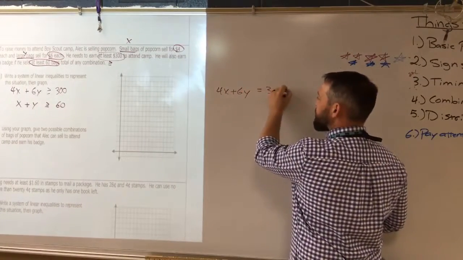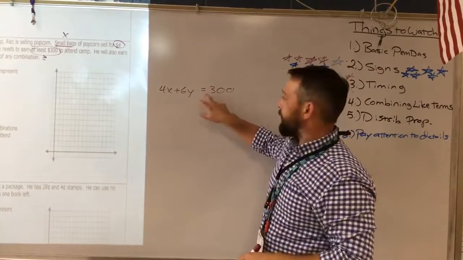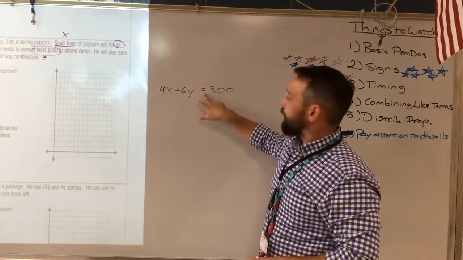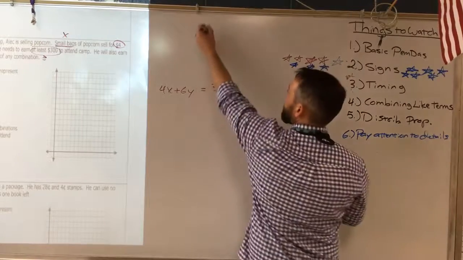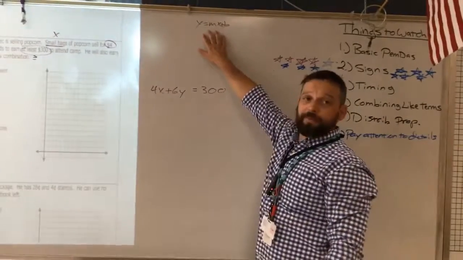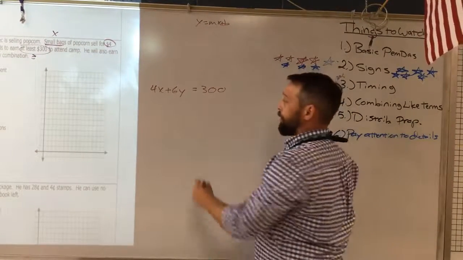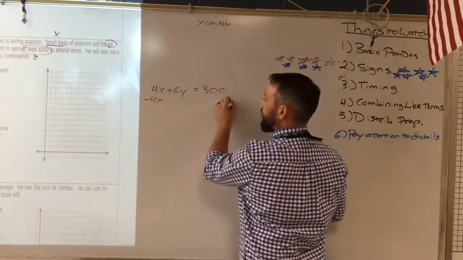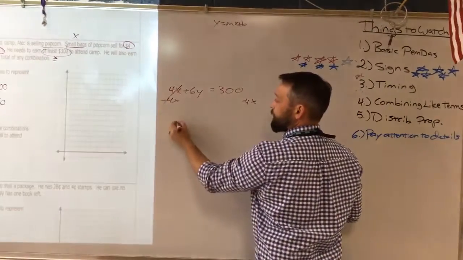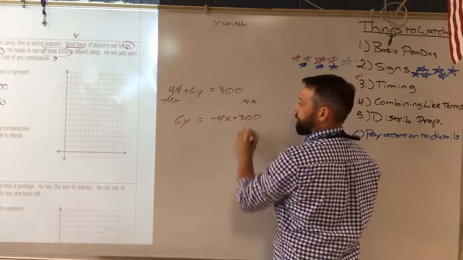For the moment, we're just going to pretend that this is an equation. I did this on purpose, not by accident. I'm converting to slope-intercept form. If you'll remember from the first few days of school, that's the form slope-intercept is in. So we're going to get y alone. I'm going to subtract 4x from both sides.